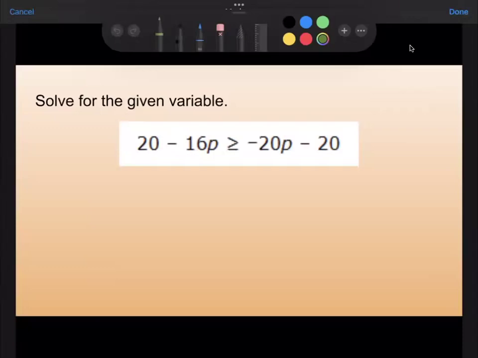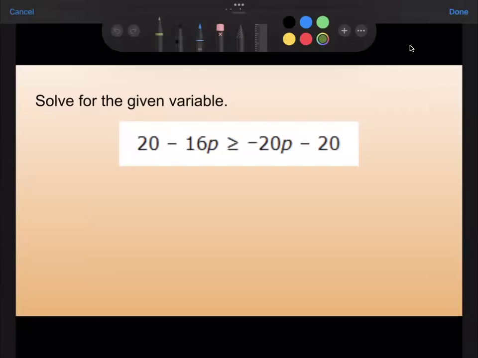Okay, here's our next one. It's a little more complicated. It looks like there's some more steps involved, but we just need to check and see if our variable is being multiplied or divided by a negative number. It looks like it is, because we've got a negative 16p and a negative 20p. However, I think before we make that decision, maybe we should put the p's together and the numbers together just to see if they end up being positive or negative.